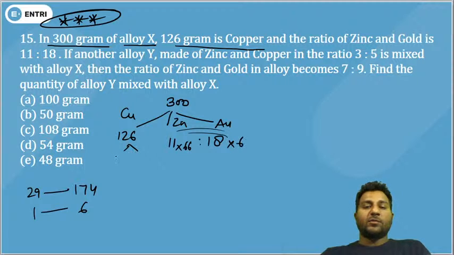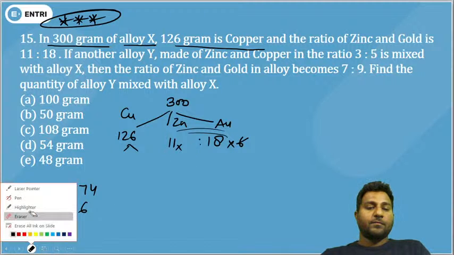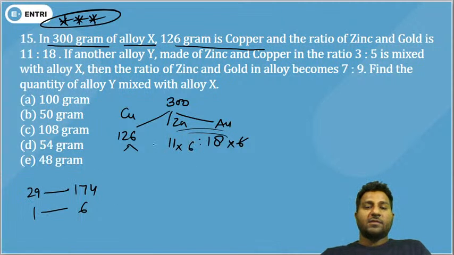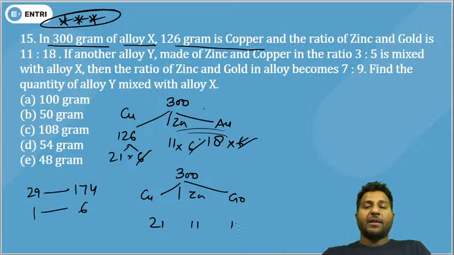So 21 is what? Let's find out. Just multiply with 6. So 126 is 21 into 6, and 6 will be eliminated. So in 300 grams of alloy, you will be getting copper, zinc and gold in the ratio 21, 11 and 18.